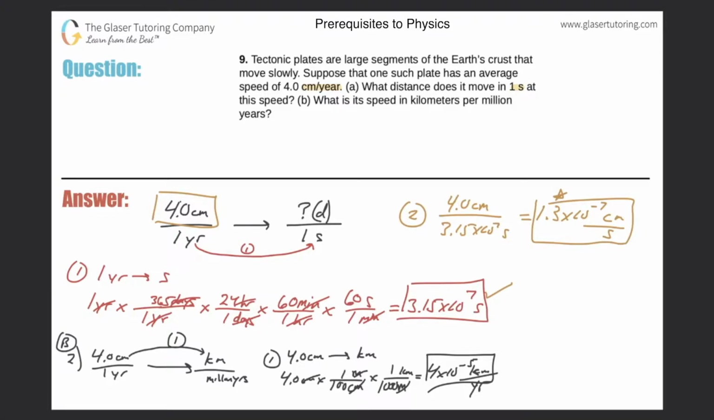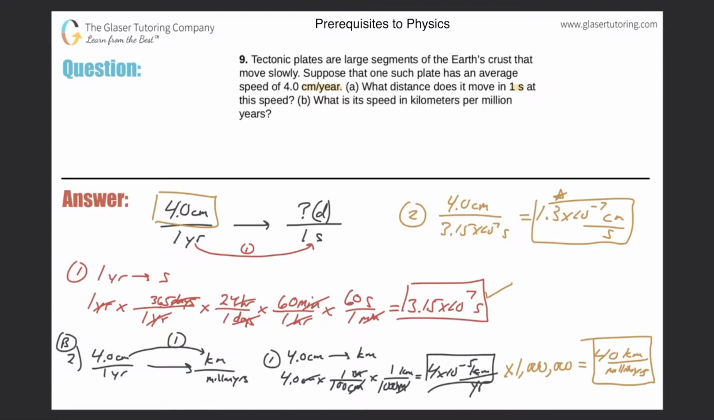So if it travels 4 times 10 to the minus 5 kilometers in a single year, then I can simply take this kilometer value and multiply it by 1 million, and that will give me the total distance traveled per million years. So let's take the 4 times 10 to the minus 5 and multiply that by 1 million, and it comes out to be a value of 40. So it travels 40 kilometers per million years. And that would be the final answer for letter B.